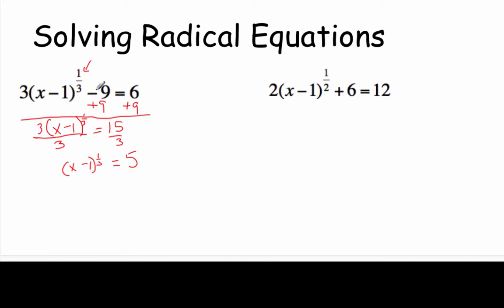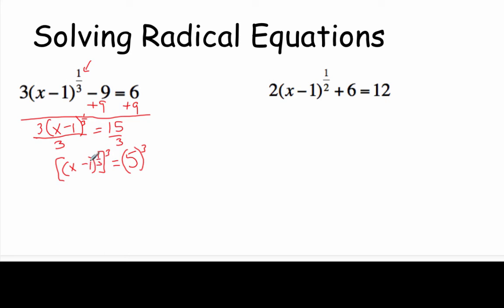Alright, so up here, when we had minus 9, we added 9. Here we have 3 times this, so we divided by 3. So we kept doing the opposite operations. Well, here, since I have something raised to the 1/3 power, it's like taking the cube root. Well, the opposite of the cube root is to cube both sides. So I'm going to cube both sides.